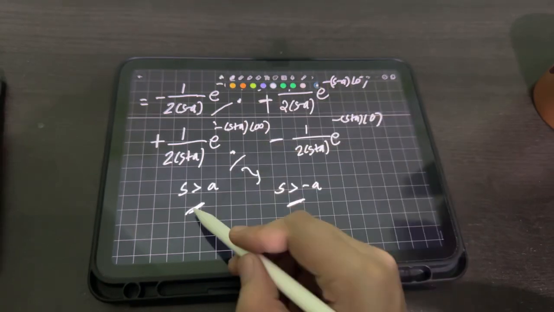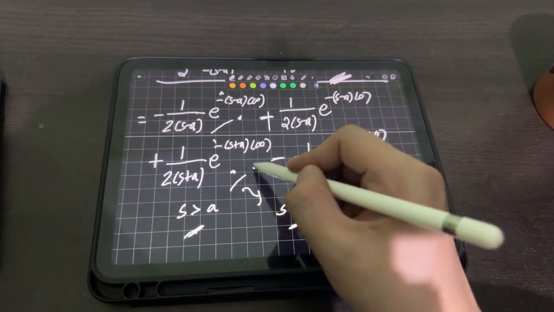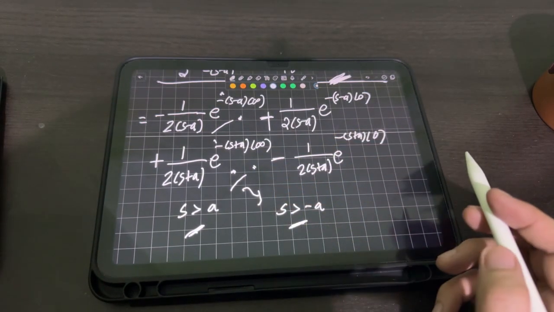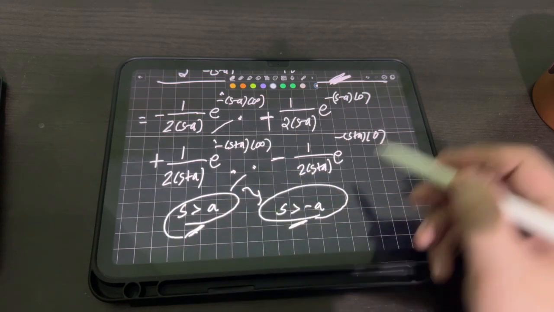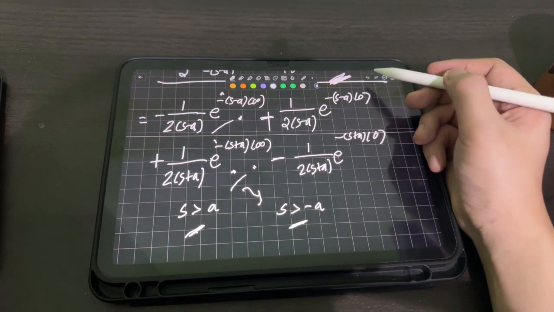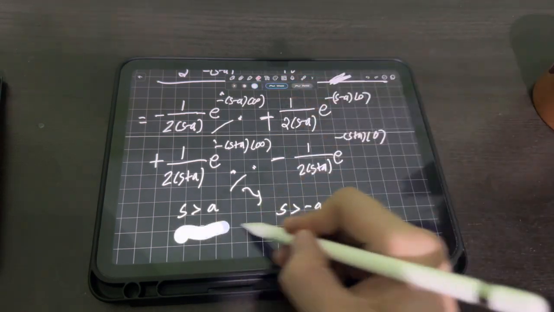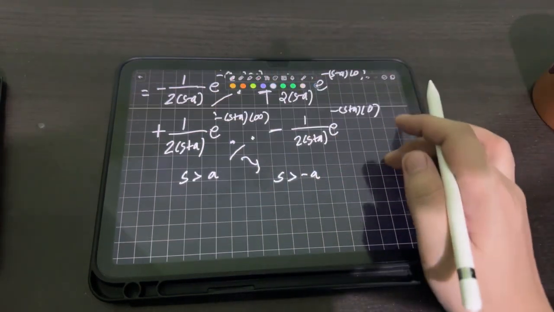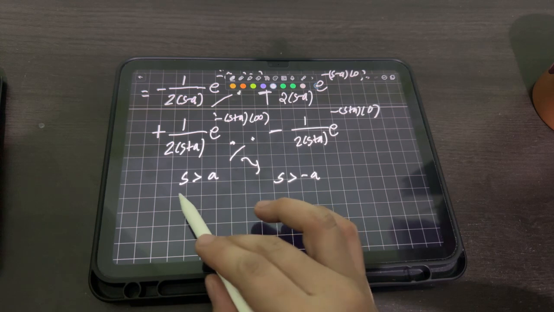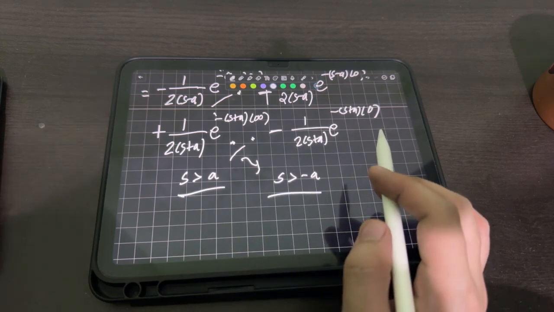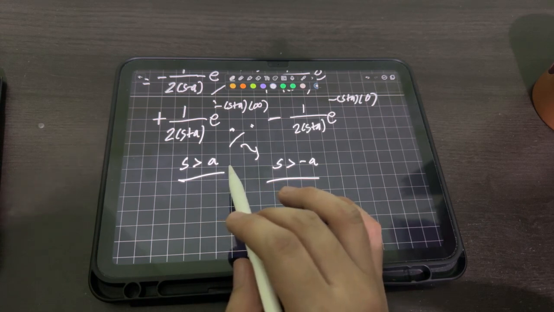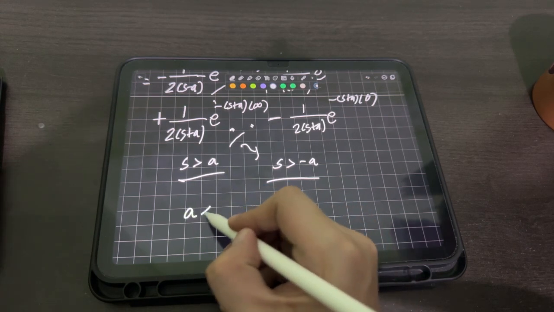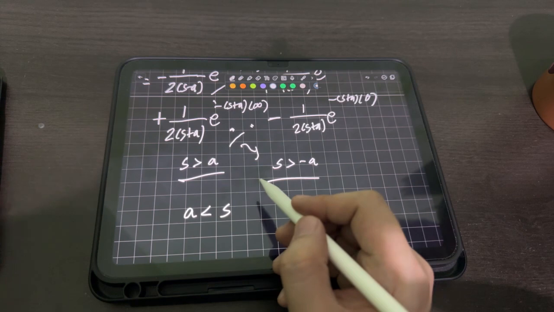For the first one, s should be greater than a, but for the second one, s should be greater than negative a. So therefore, since we have two restrictions for s, we should get the intersection. Okay? So how do we analyze this to get the intersection of these two restrictions? So notice that s greater than a can also be written as a less than s, right?